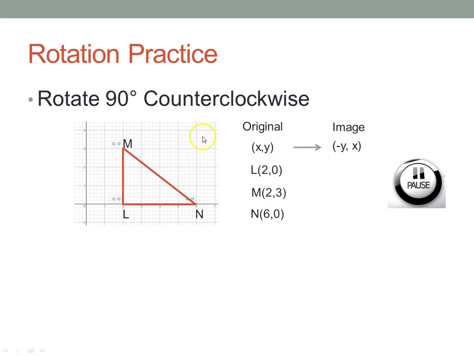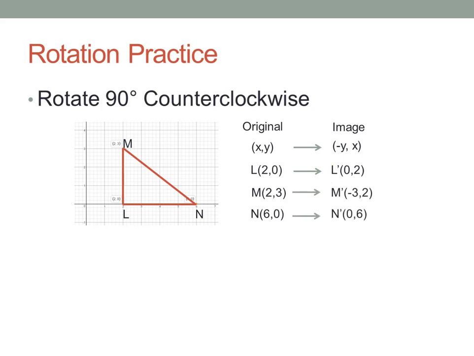So point L is right now (2, 0), so that's right here. And we are going to rotate it 90 degrees counterclockwise. So the new coordinate point is going to be negative x, so that's negative 0 or just 0. I'm sorry, negative y, I should say, which is 0. And then x, which is 2. So that's going to translate to (0, 2). How about the next point? How about point M? So we're going to have negative y, so that'll be negative 3, and then our x value, which would be 2. And then our N value would be (0, 6).